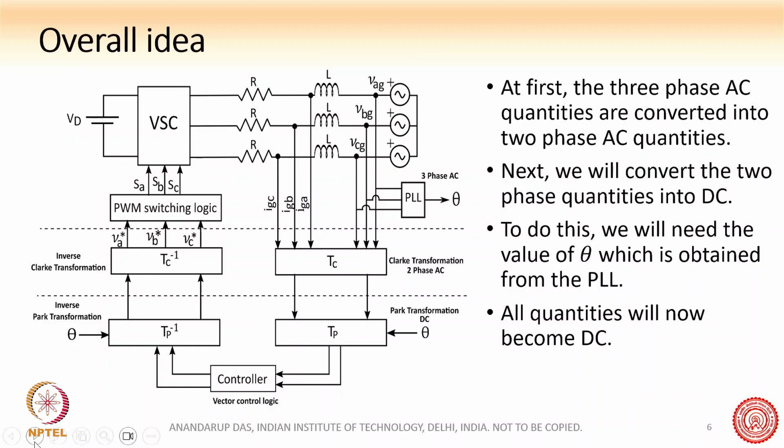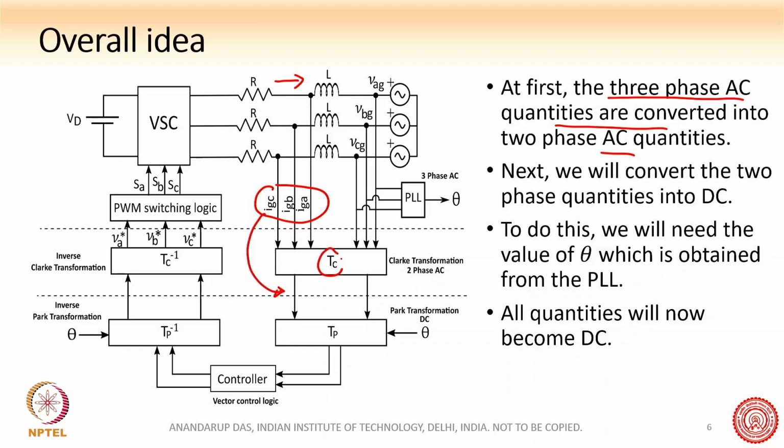So what is happening here? At first, the three-phase AC quantities are converted into two-phase AC quantities. You can see here there are three-phase quantities. These are precisely the grid currents. The grid currents are flowing like this, and this is converted from three-phase to two-phase.